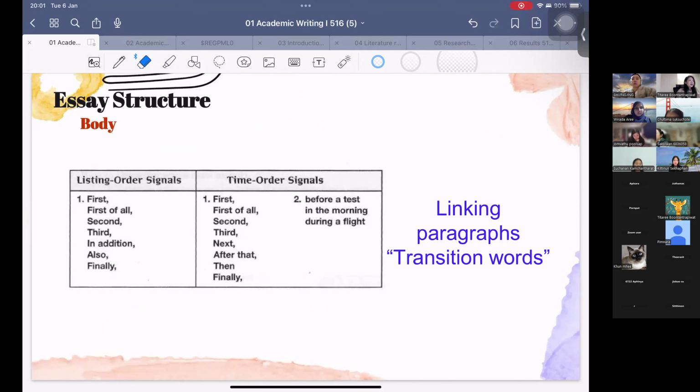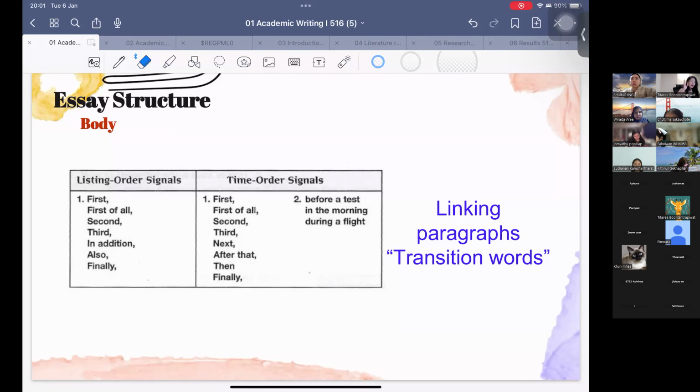Let's say for one of those paragraphs or main ideas, you have something that links with each other, or it's in the same category, the same group. Yes, you can use one of those time order signals like first, second, third to link one idea to another, to link one benefit to another, or you can go with the transitional words.